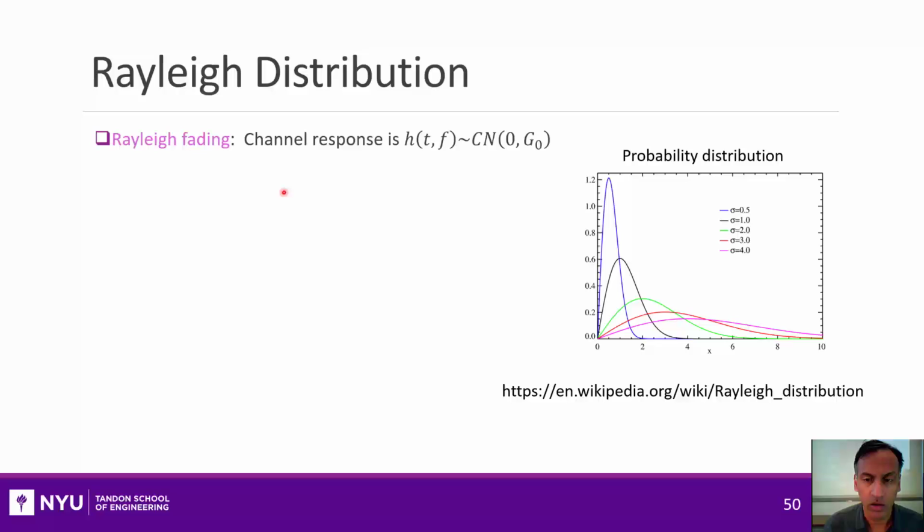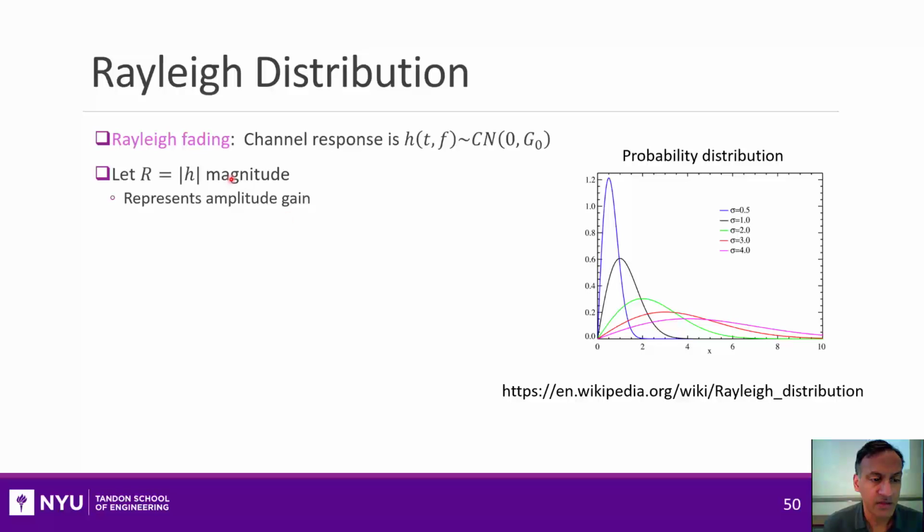So what we saw from the previous slide is that when you have a large number of paths, and each path has independent parameters, and all the paths are roughly equal, the resulting time or frequency response at a particular time and frequency will look like a complex Gaussian with some average power G0. This type of statistical distribution is called Rayleigh fading, and the reason is the following. So let's let R be the magnitude of this channel response. So that represents the amplitude gain, if you like, of the channel.